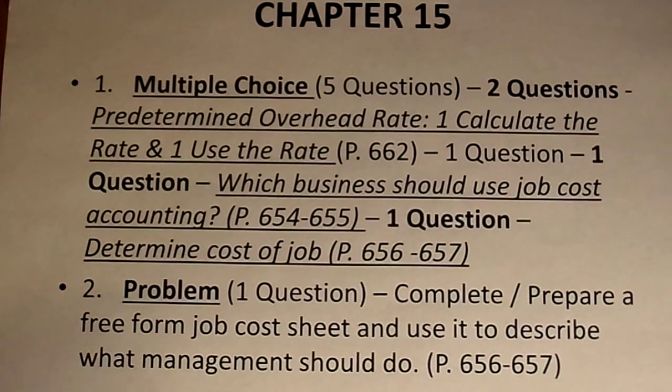One question would have you determine the cost of a job from some facts. Basically, read the facts in the multiple choice question and determine the total cost of the job. Could well have to apply some overhead here. And then there's a third problem. Complete or prepare a free-form job cost sheet and use it to describe what management should do. We're through the first 3 chapters out of 5. We have 15 multiple choice questions to find and 3 problems.